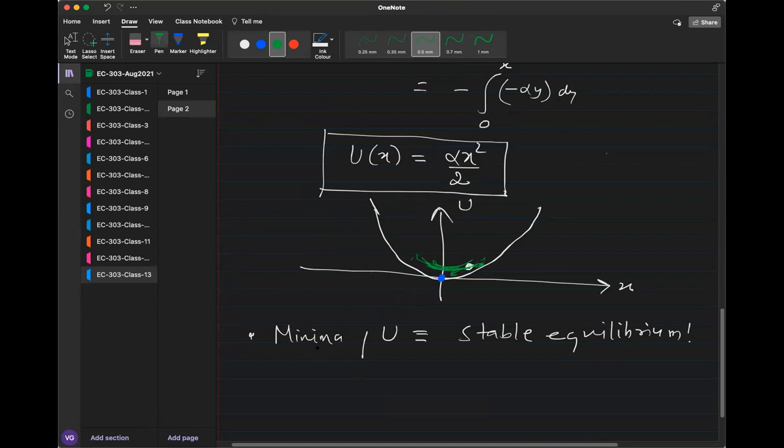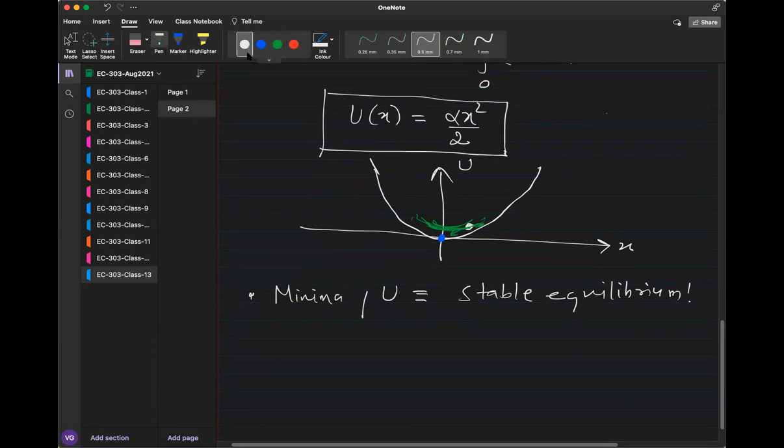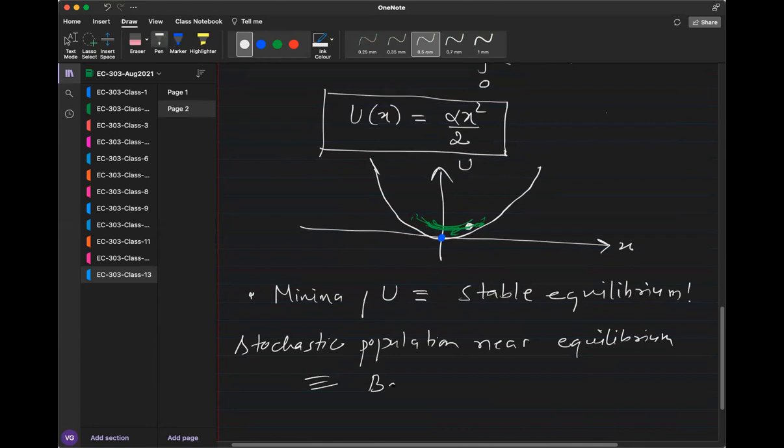Okay, so you can basically think of a stochastic population model near equilibrium, right? A stochastic population near equilibrium can be thought of as a ball stochastically rolling in a cup, or a sort of landscape with a minima. Okay.